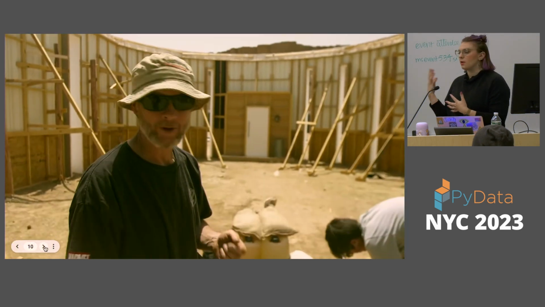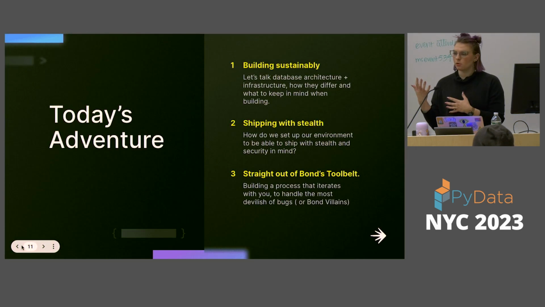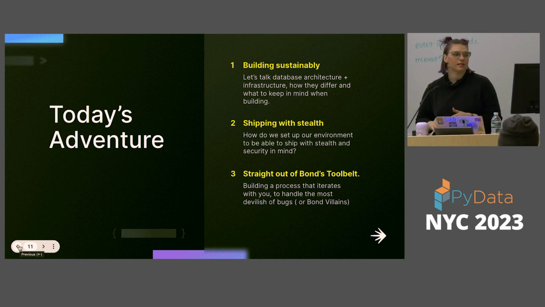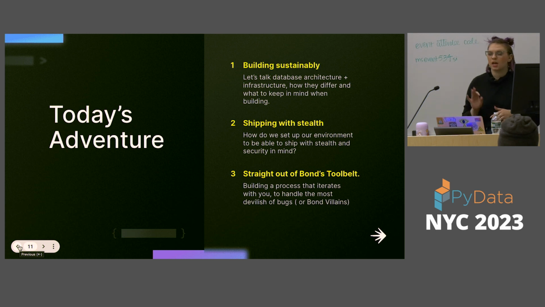is the importance of making sure that we're having the explosions that we want and not the explosions that we don't necessarily want. So those calculated, precise, planned explosions, and if something does happen, how do we hit that undo button really fast? So today's adventure, first off, we're going to be talking about database architectures.